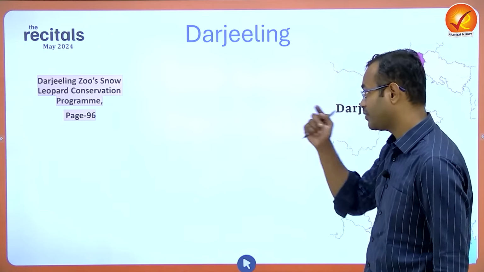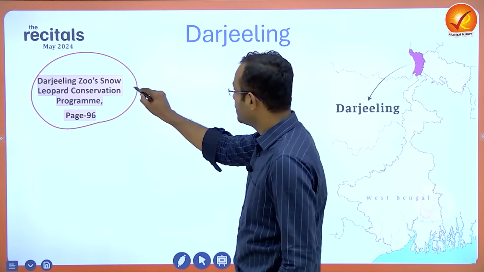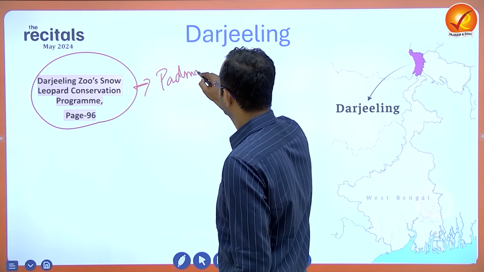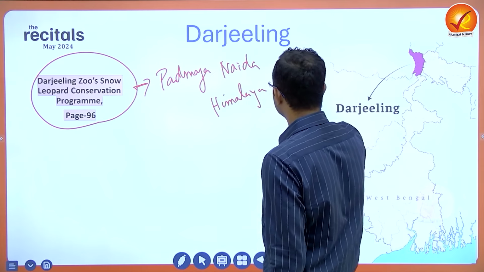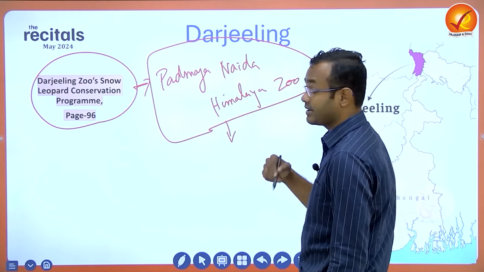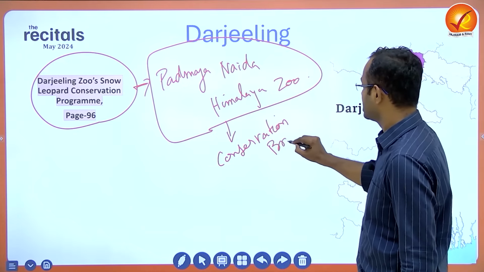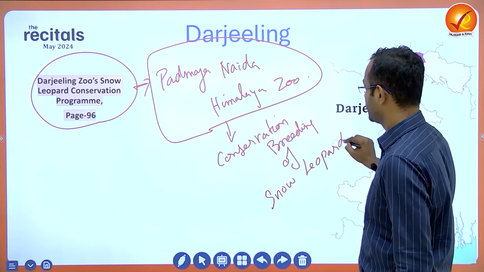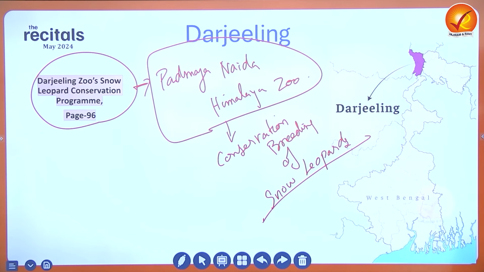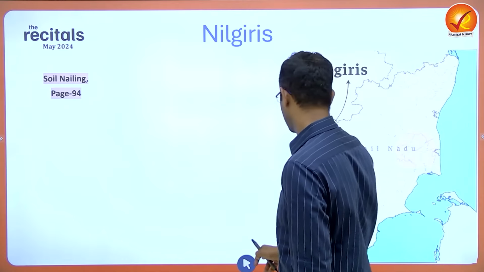Before moving to the next geographical location, Darjeeling has been in the news for the snow leopard conservation program. Darjeeling Zoo is also called Padmaja Naidu Himalayan Zoological Park, which has achieved a large amount of success in conservation breeding of snow leopards. For it, it has been recognized in the international arena for its successful conservation breeding, and it has been in the news.